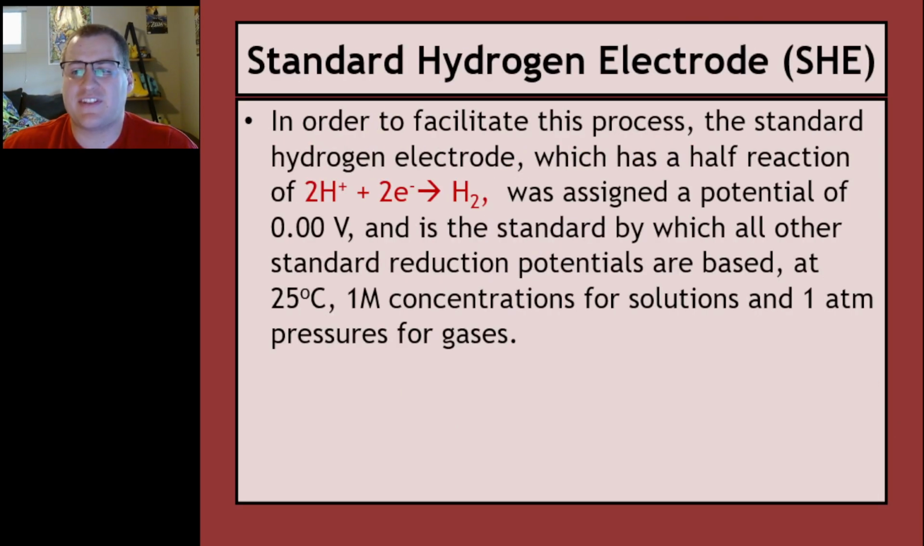In order to facilitate this process, the standard hydrogen electrode, which has a half reaction of 2H plus 2 electrons gives you H2, was assigned that potential of 0, and it's the standard by which all other standard reduction potentials are based. They will always have these values: 25 degrees Celsius, 1 molar concentrations, 1 atm of pressure.